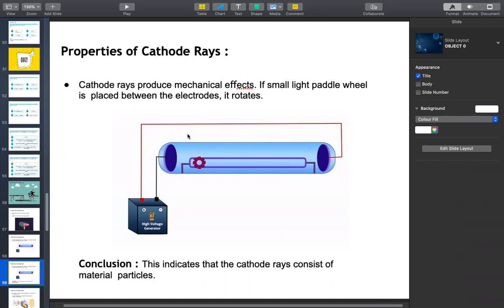I said this paddle is placed in the path where the cathode rays are appearing. So this paddle has started rotating. This means cathode rays can exert force on the paddle so that the paddle can rotate. Got it? Yes or no? Okay, next.